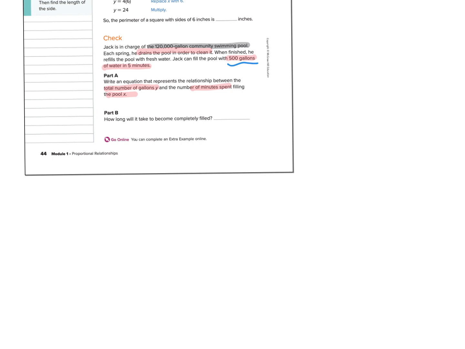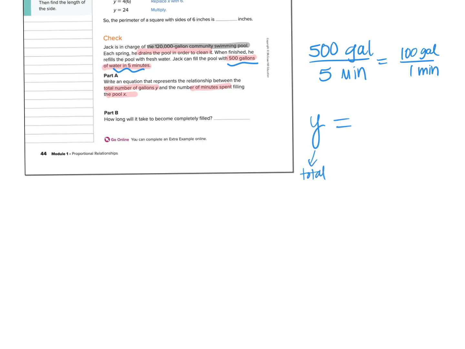Okay, so first thing, here's the rate that it gave us. He does 500 gallons in 5 minutes. I want to know, well, how much would he do in just 1 minute? So if I do 500 divided by 5, I get 100. So he fills it with 100 gallons per minute. Okay, so your equation said, could you find the total number of gallons, which they called y? So that's your total gallons in x minutes. So, well, he does 100 gallons per minute. So I'm going to put times x, and that's the minutes.